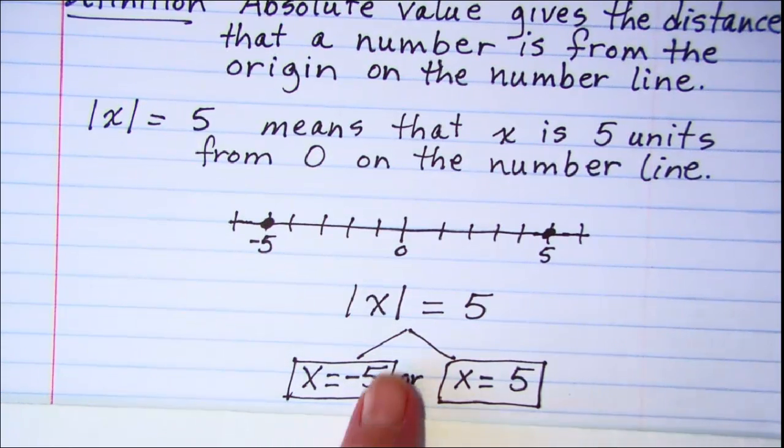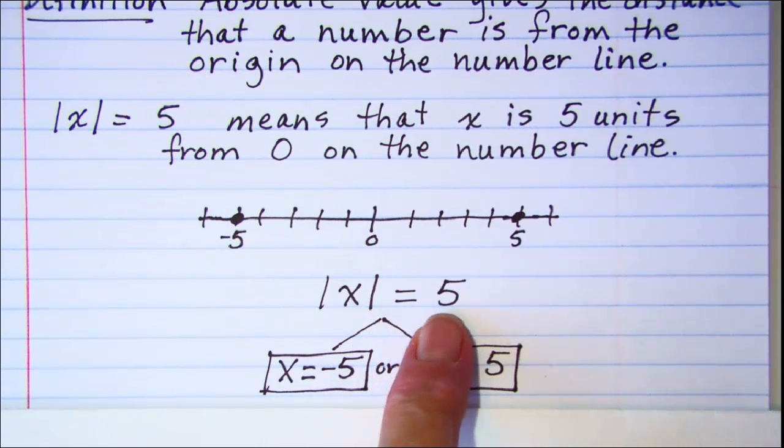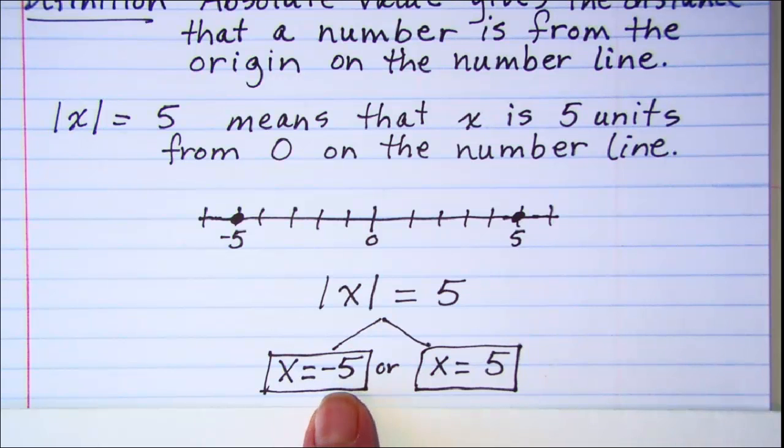You have to consider both sides of the number line. So for this equation then, absolute value of x equal 5, we have two solutions, x equal negative 5 or x equal 5.